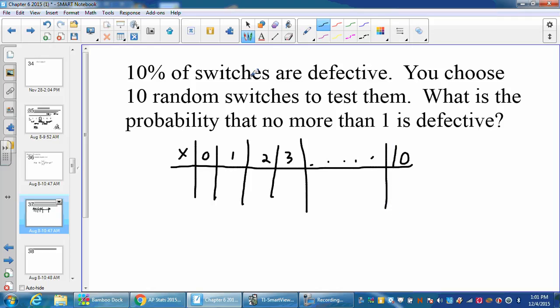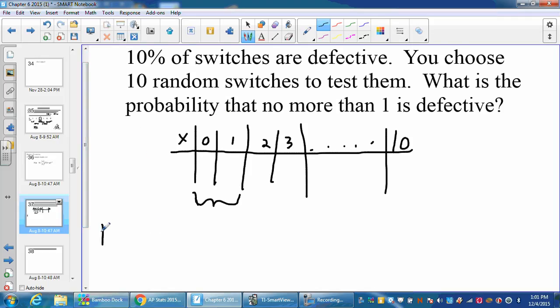And it says, what's the probability that no more than one is defective? So that means we're just looking at the probability that none are defective or one is defective. So the probability that x equals 0. Now the zeros are the easiest ones because all of them are not defective. So that's going to be 0.9 to the 10th power.